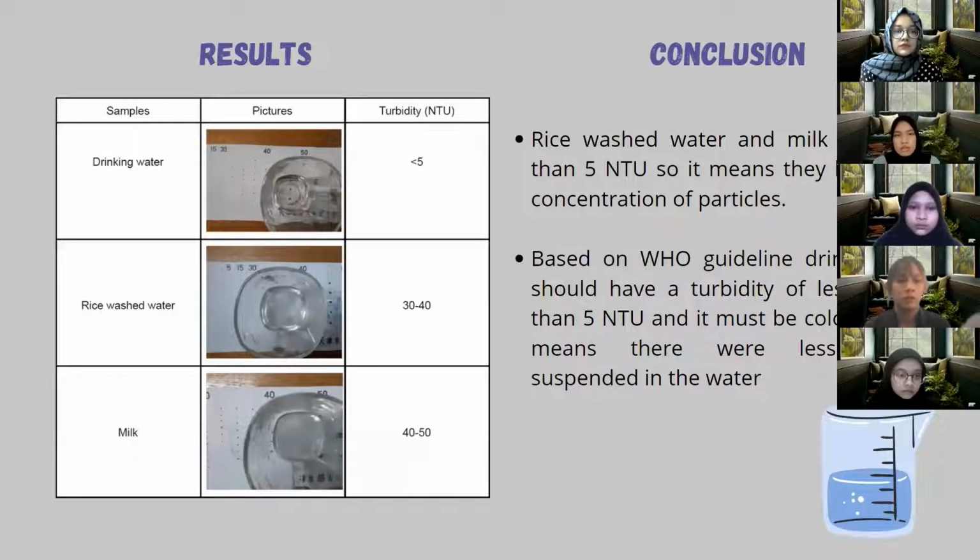And in this slide, this is the result for turbidity. And for the conclusion, rice wash water and milk were more than 5 MTU, so it means they have a higher concentration of particles. And based on the WHO guideline, drinking water should have a turbidity of less than or equal to 5 MTU, and it must be colorless. So it means there are fewer particles suspended in the water. That's all for me. I will pass to the next presenter.